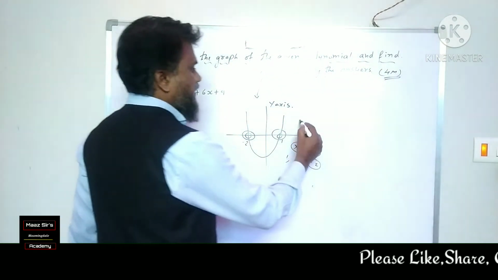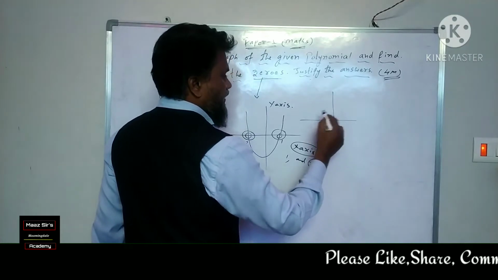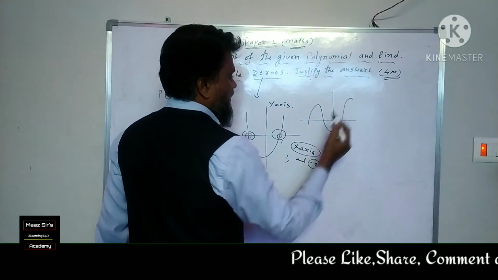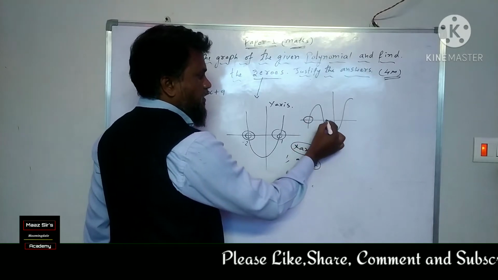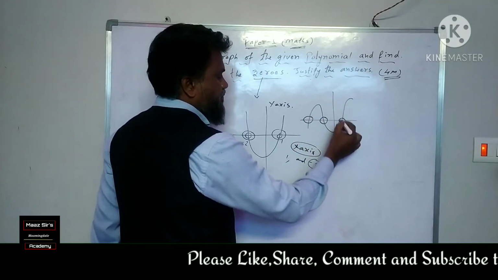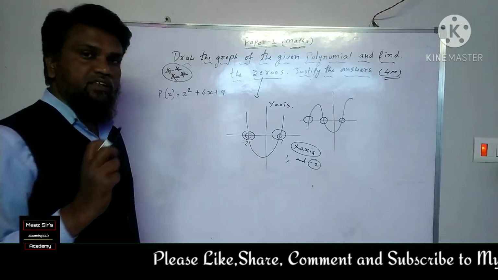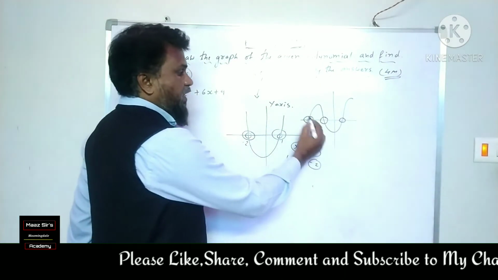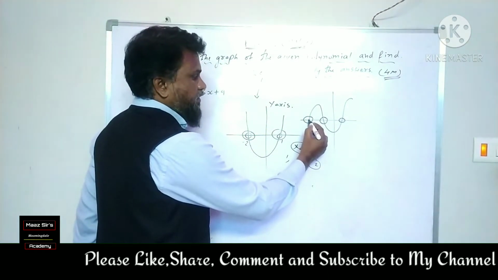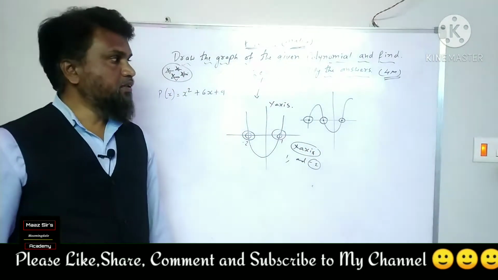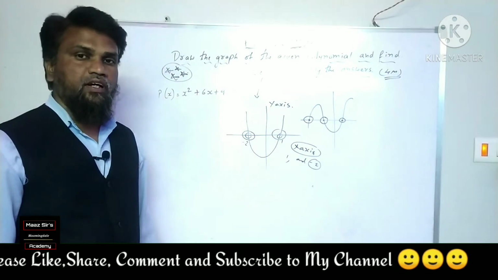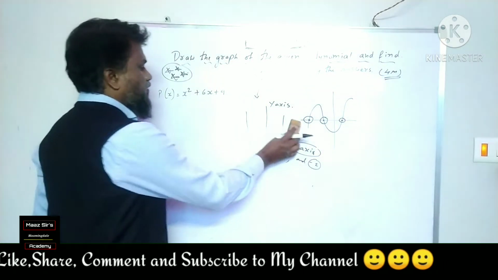For example, if I take any equation, supposing this is the graph, how many zeros are there? You are having 3 zeros: 1, 2, 3. So basically what is a zero? The point at which there is an intersection on the x-axis. So this is the brief introduction about zero. Now we'll start the problem.